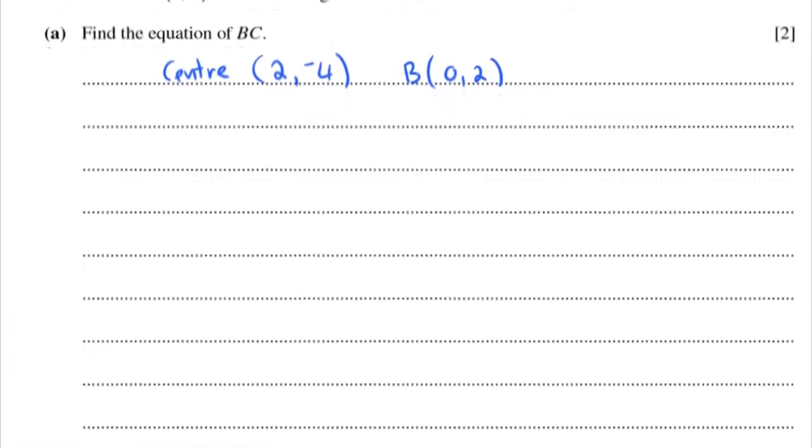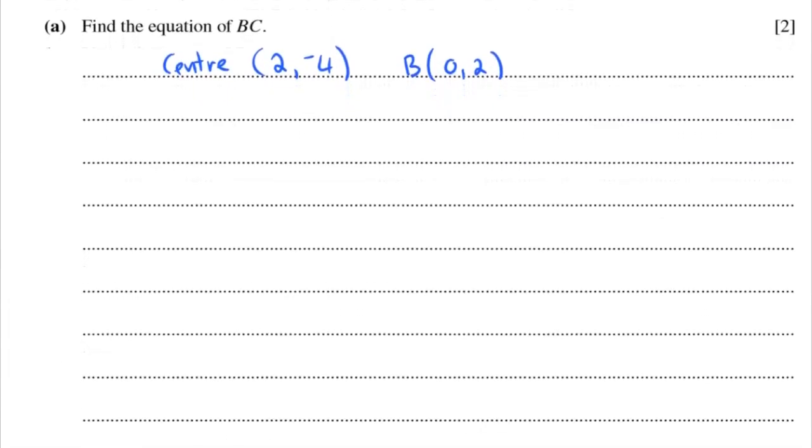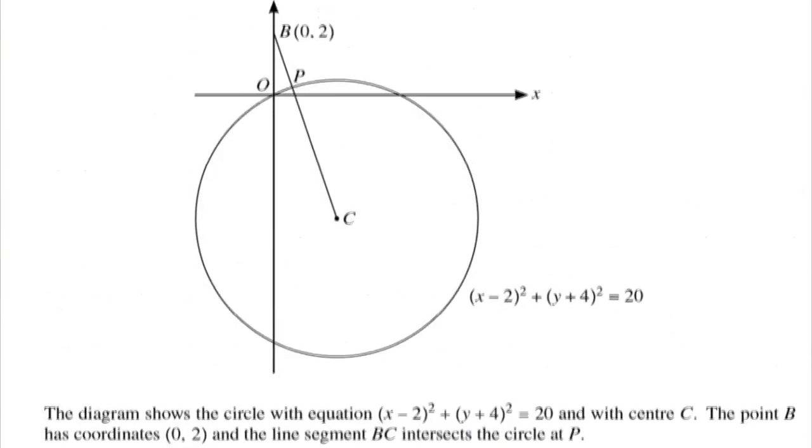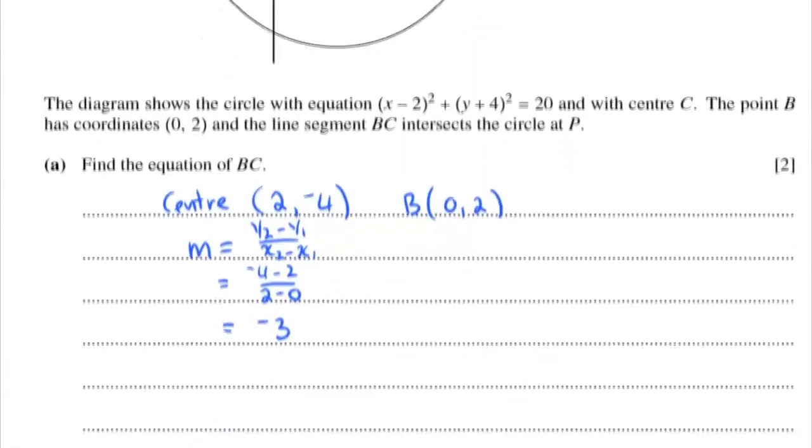How do we find the equation between 2 points? Well, we find the gradient first. The gradient is the change in the y divided by the change in the x. So let's take -4 minus 2 divided by 2 minus 0. And we're going to get -6 divided by 2, which is just -3. Okay, does that make sense as well? Look at the diagram. Is it possible for the line BC to have a gradient of -3? Well, yes, that's eminently possible.